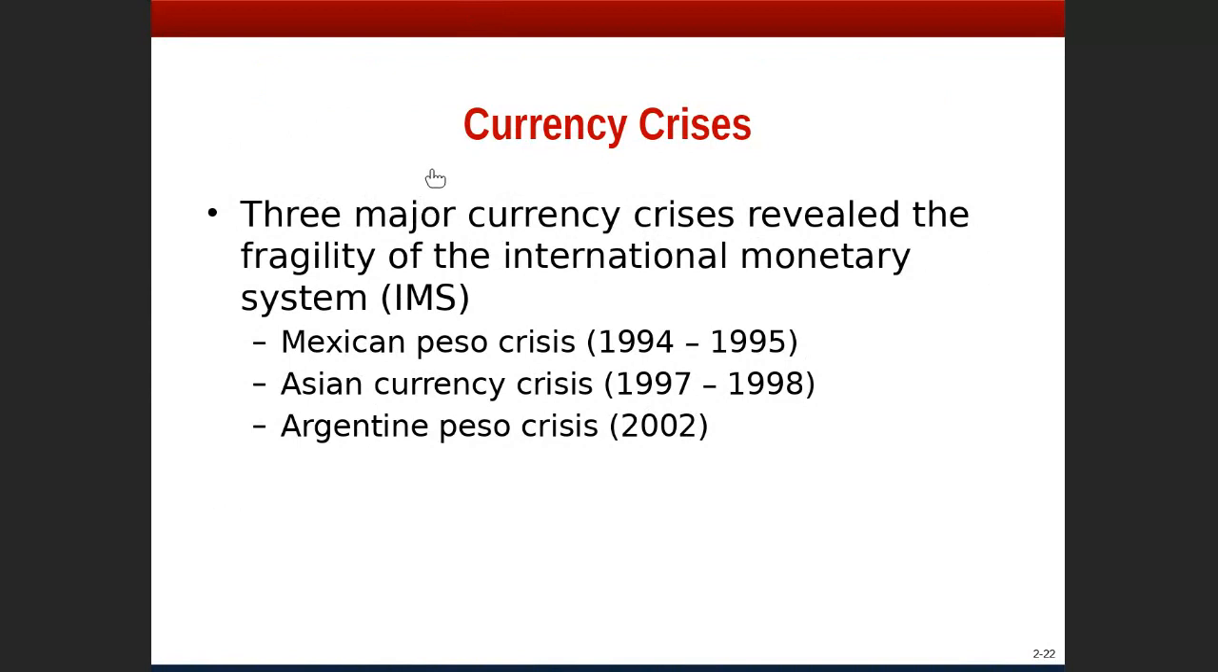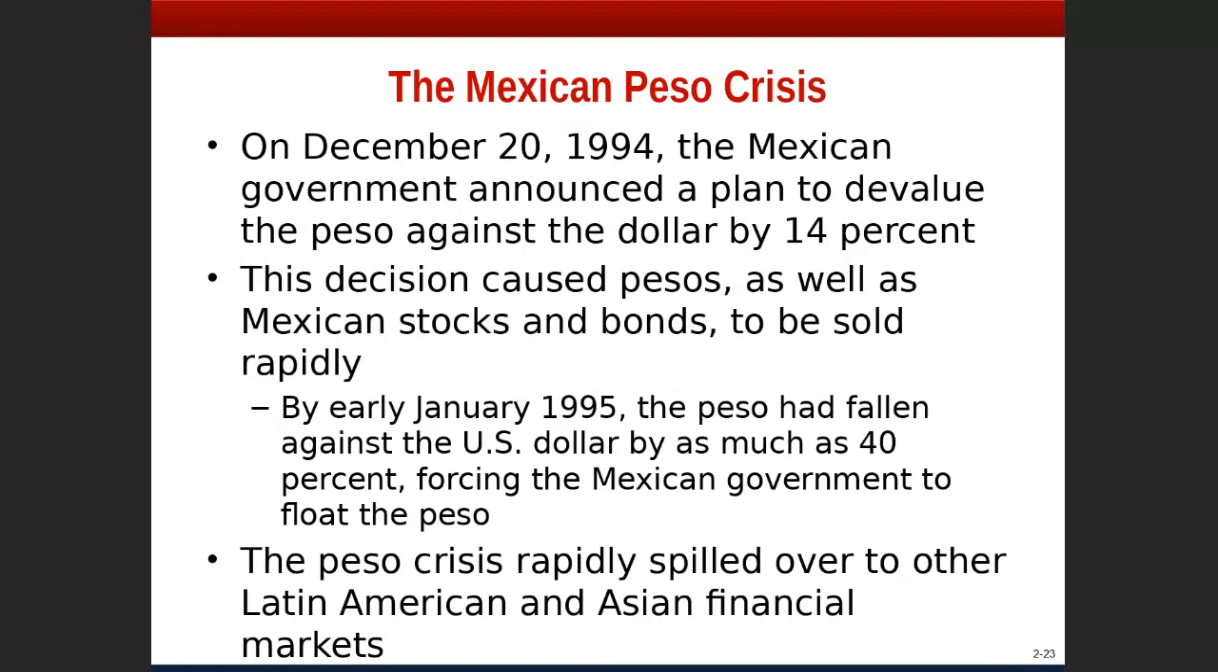Now, the world has witnessed several currency crises, and here are just a few. Three major currency crises revealed the fragility of the international monetary system: the Mexican peso, 1994 to 1995, the Asian currency crisis, 97-98, and the Argentine peso crisis. So let's take a brief look at each and every one of them, beginning with the Mexican peso crisis.